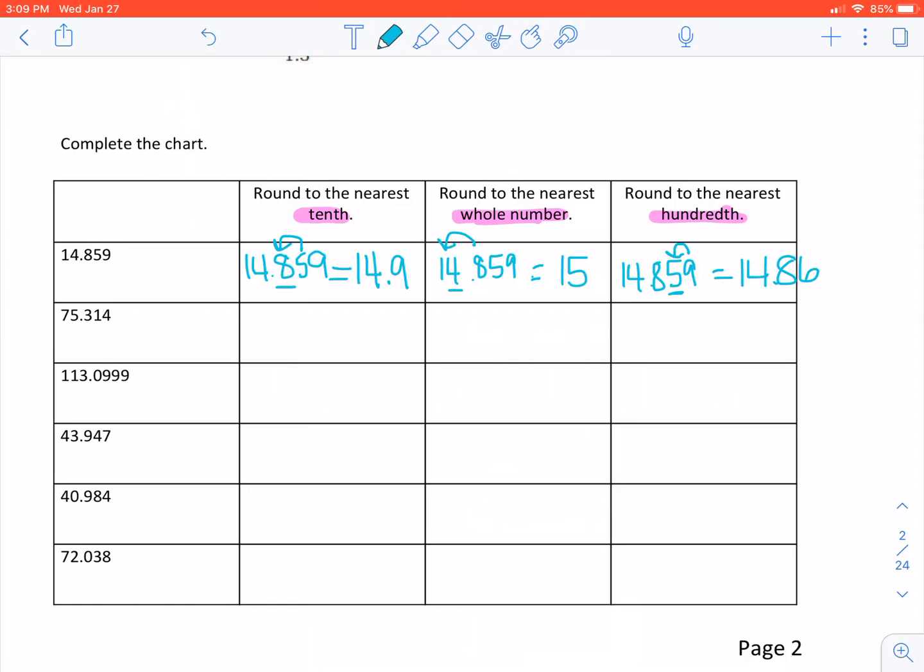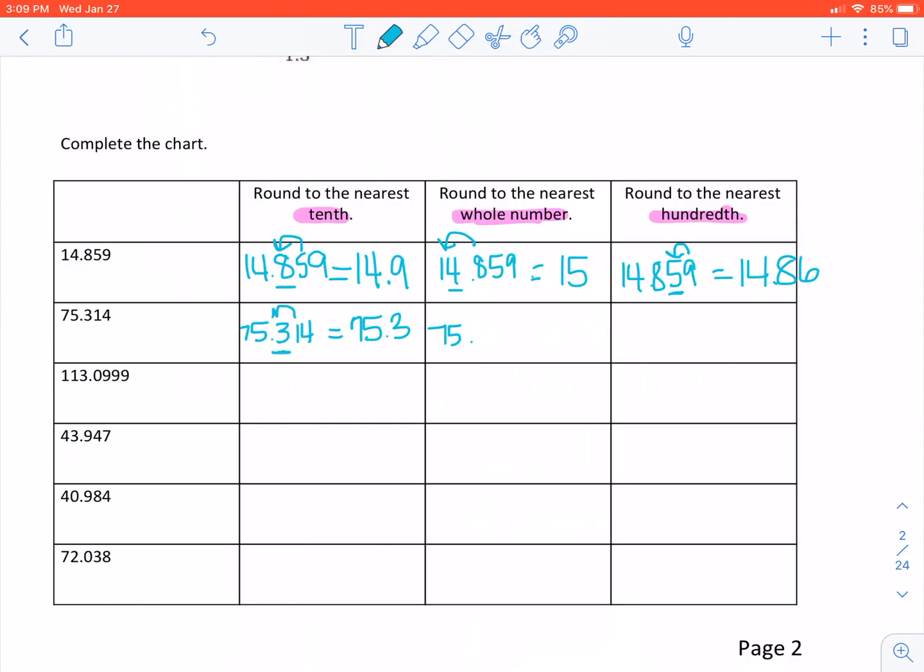Now we're going to do all of that again with 75.314. Again, nearest tenth. So 3 is in the tenths place value. 1. Okay, 5 or above, give it a shove. 4 below, let it go. So 1, we're going to just let it go and leave it as 75.3.